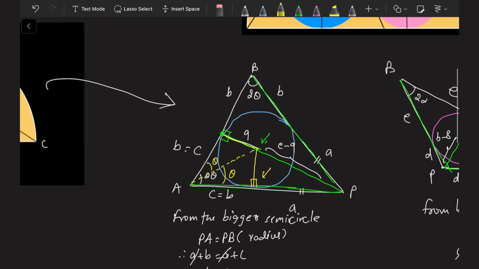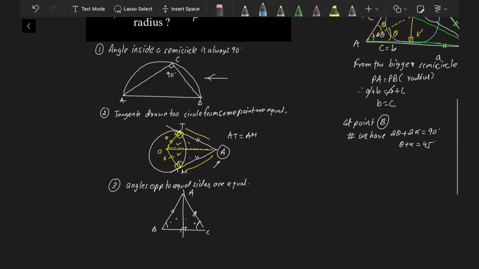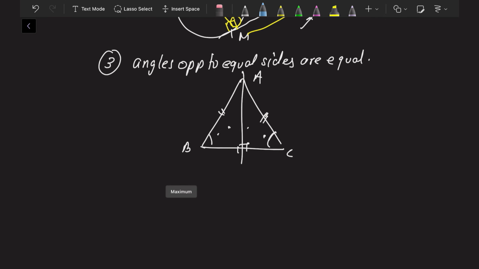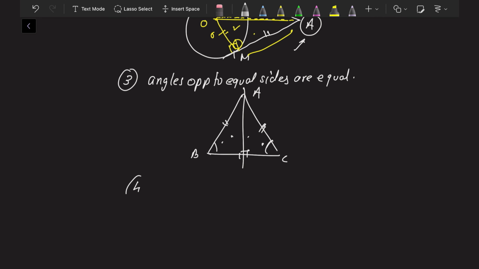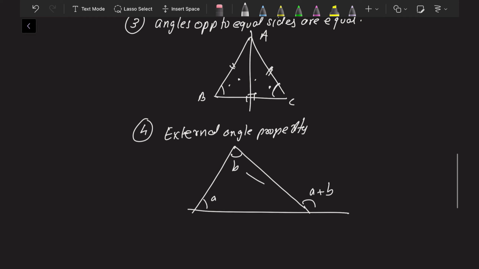Now, going back to the diagram, let me change the color. This angle is 2 theta, this angle is 2 theta. Now let us write the external angle property. It states that for any triangle, if the two interior angles are A and B, then the outer angle is the sum of the two interior opposite angles, A plus B. It's very simple and easy to prove.